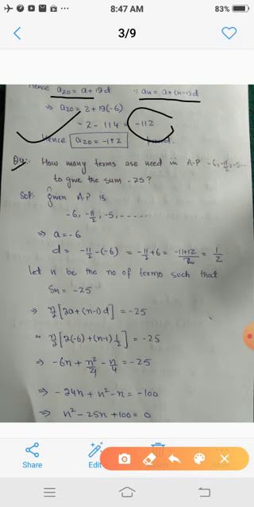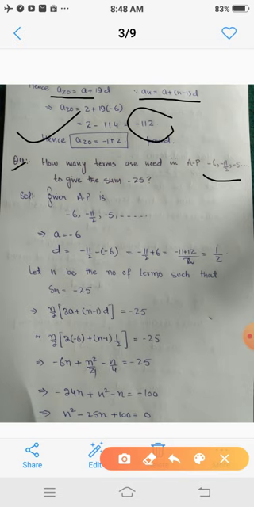Now question number 4 is: how many terms are needed in this AP? Here the given AP is minus 6 as the first term, minus 11/2 as the second term, and minus 5 as the third term, and so on, such that the sum of those terms is minus 25. This means that we have to find the number of terms, that is, we have to find n.